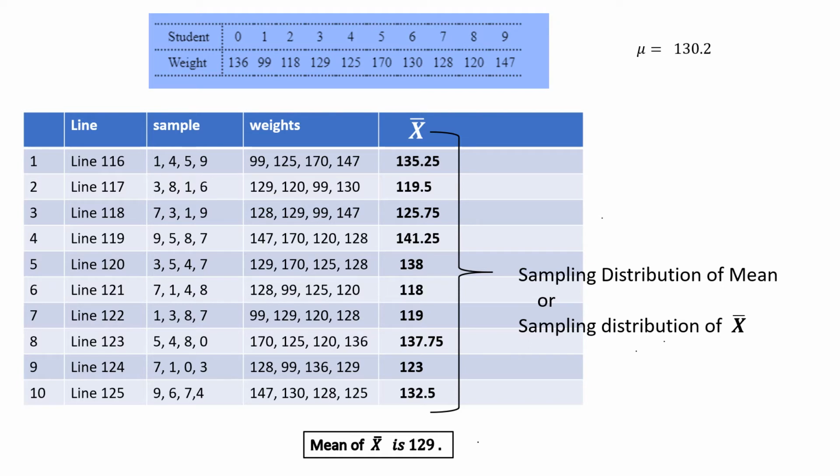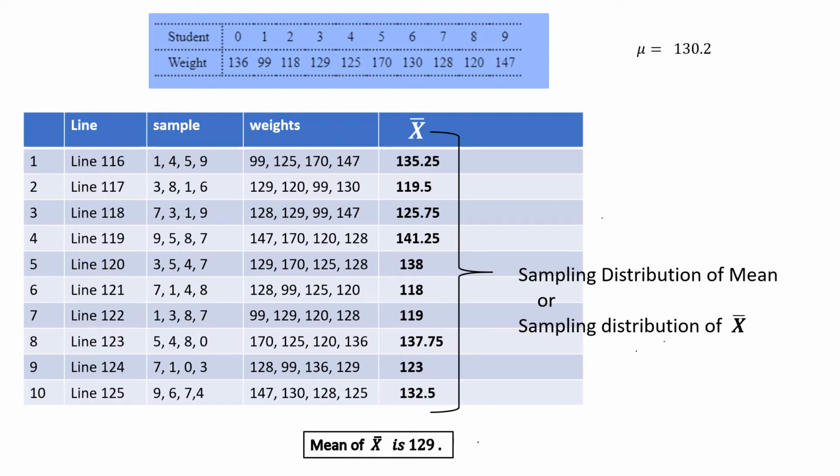In this particular problem, we are not getting the same value 130.2, but if we are selecting a proper population, I said it is a good population only when the size is minimum 30. So if the size is sufficiently large, or if this distribution is a normal distribution, then the mean whatever you get for x bar will be exactly the same as mu.